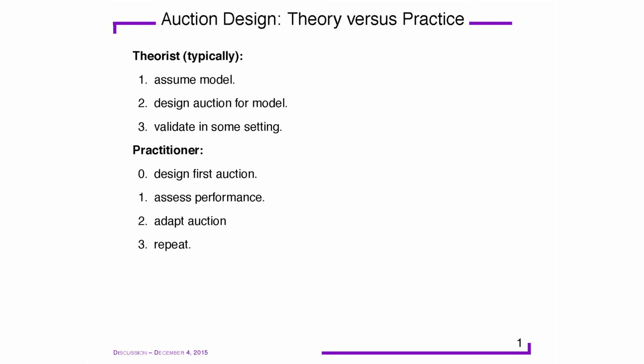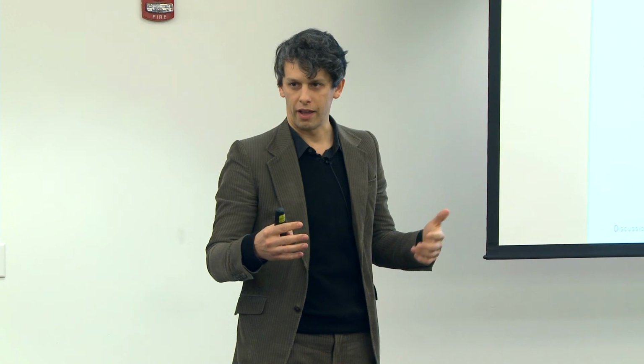And I want to contrast that with what someone in practice, who really wants to run a mechanism in some specific scenario, is going to do. They're going to think about their scenario the first time, have no idea what to do. They're going to come up with some auction. They're going to run it, assess its performance, then adapt the auction given how well or badly it did, and then they're going to repeat. So they're basically running the auctions, assessing performance, repeating, and adapting the auction.